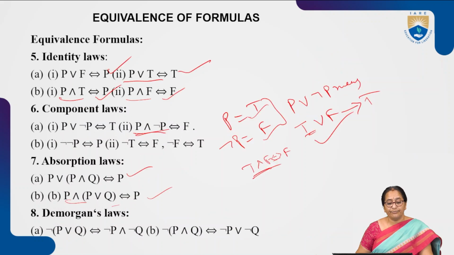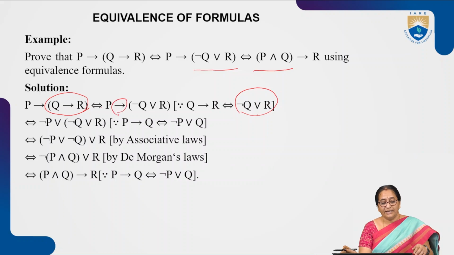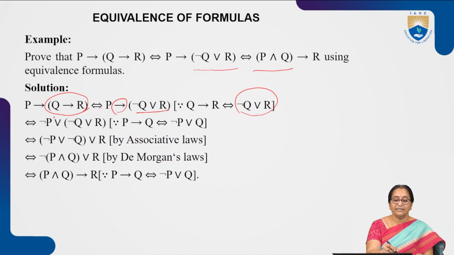So we can say that Q → R is ¬Q ∨ R. And here also we have one conditional statement, P → (¬Q ∨ R). Again, here we need to insert one operation in between these two: P → (Q → R) becomes P → (¬Q ∨ R).